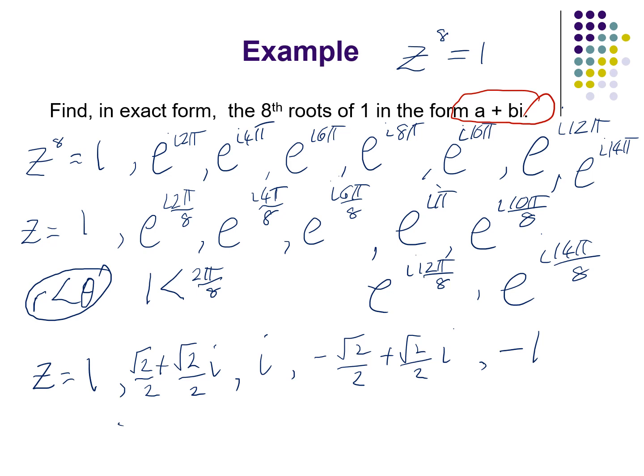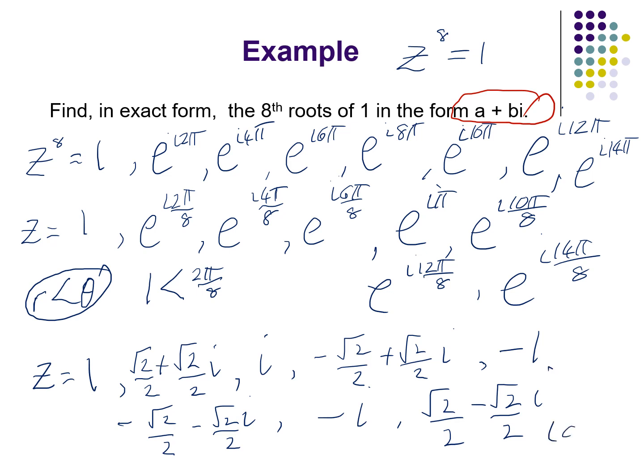Okay. You get minus root 2 over 2 minus root 2 over 2i. Make use of your calculator, that's what it's there for. You get minus i and you get root 2 over 2 minus root 2 over 2i. And I'll put brackets, calculator.